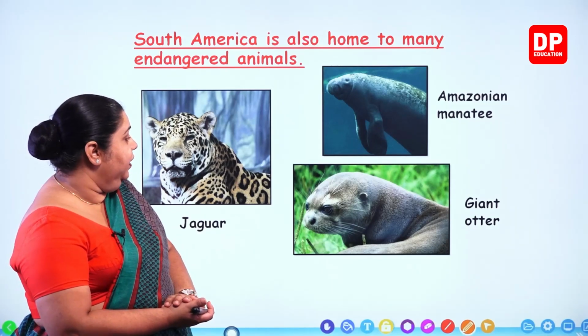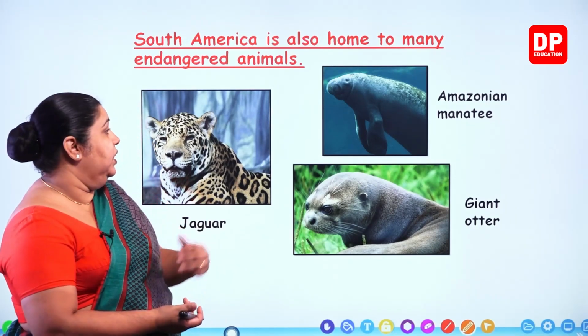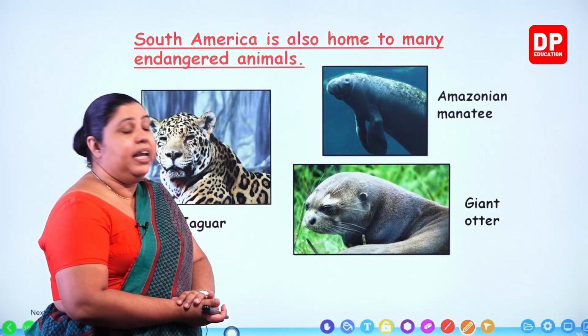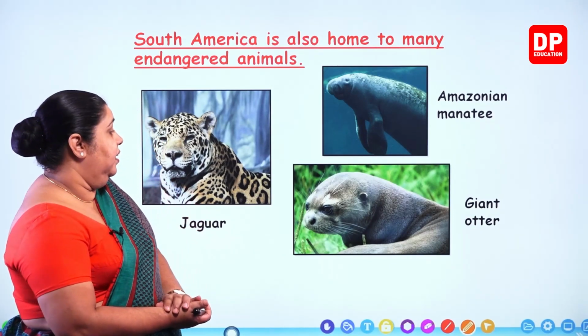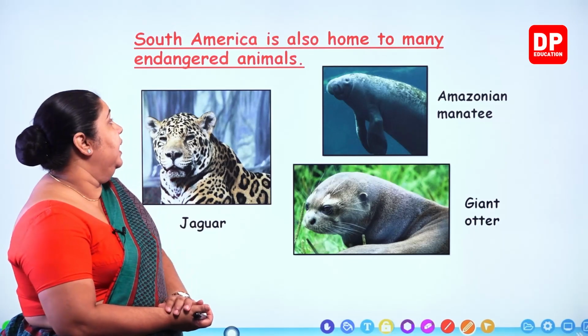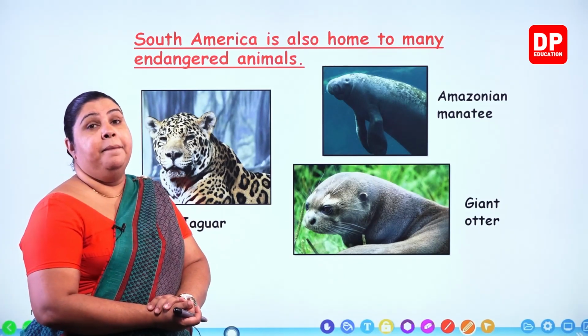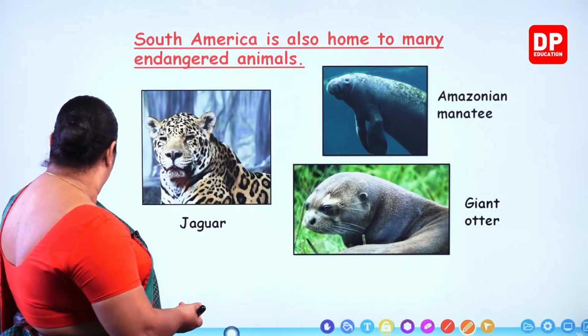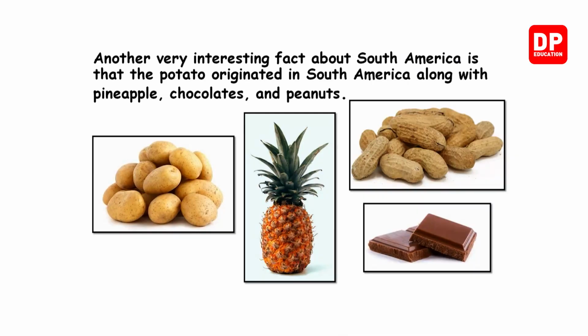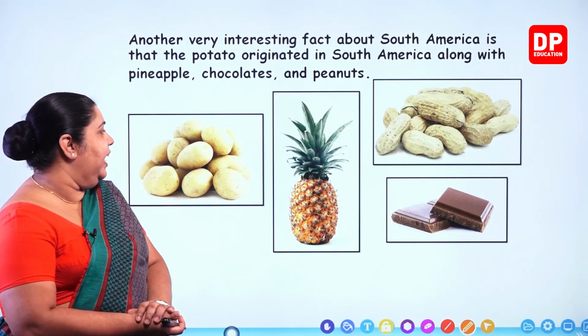Endangered species of animals are the giant otter. So the jaguar, the Amazonian manatee and the giant otter, these three are the endangered animals that we see, which are homed in the South American continent. Then there is something that you might have not known before. Another very interesting fact about South America is that the potatoes originated in South America along with pineapple, chocolates and peanuts.